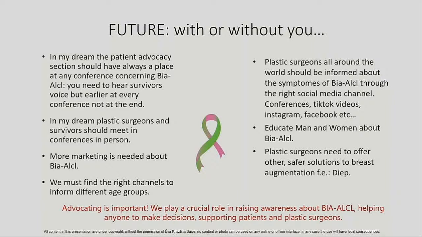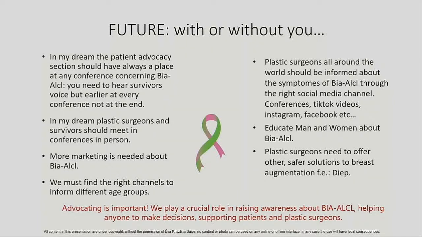I think marketing is needed about BIA-ALCL, much more marketing, and find the right channels because we have to inform different age groups. So the much younger people should be found on TikTok or Instagram, and then older, let's say the 30s, 40s, much more on Facebook. There are women's conferences, so we have to find the right place to inform people.